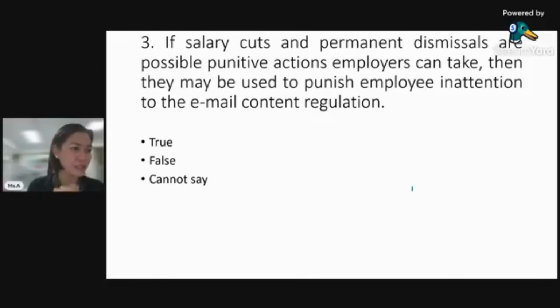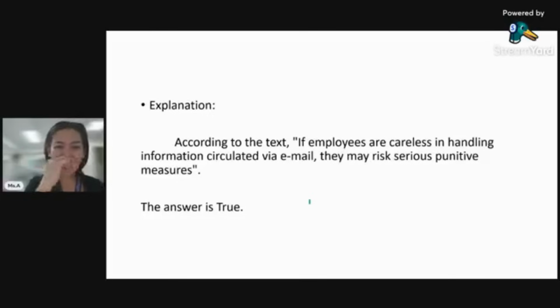So is it true? Is it false? Or you cannot say? Ay, sorry po. Cannot say? False? Hindi sila pupunta dito. Aray. Bakit may aray? Anong false? Okay, so ito po ang answer.